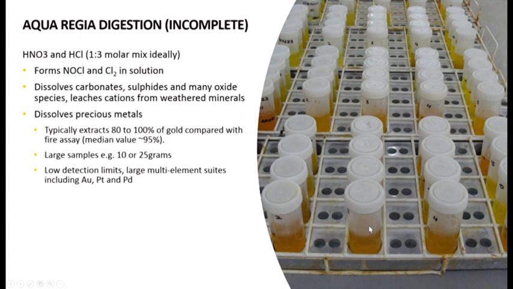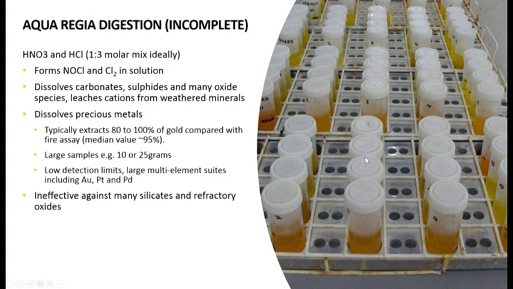It dissolves precious metals, and the nice thing about aqua regia is it's amenable to upscaling. You can do big samples like 25 grams or 10 grams, and you get your gold, platinum, palladium coming out in the wash, and most of the gold is dissolved. Roughly about 95% of what you get out in fire assay is dissolved in aqua regia.